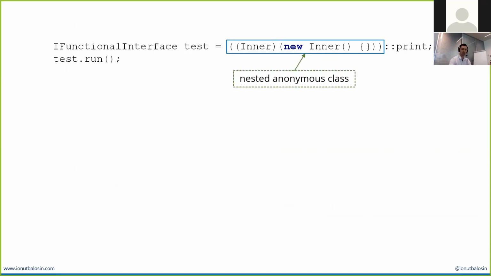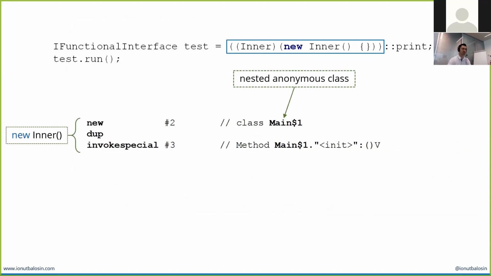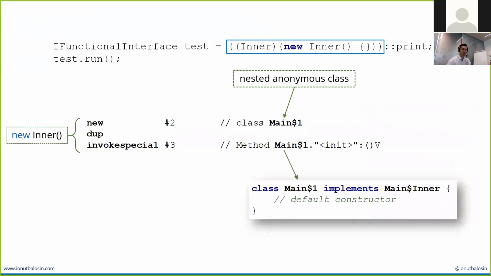Every time you create such instances of anonymous classes, javac generates that Main$1, because Main is the outer context, the enclosing scope, and $1 is the default naming scheme. So javac generates this class for you, and if you zoom inside it, it just implements the Inner, because it should implement the Inner interface, and automatically it contains the default constructor.